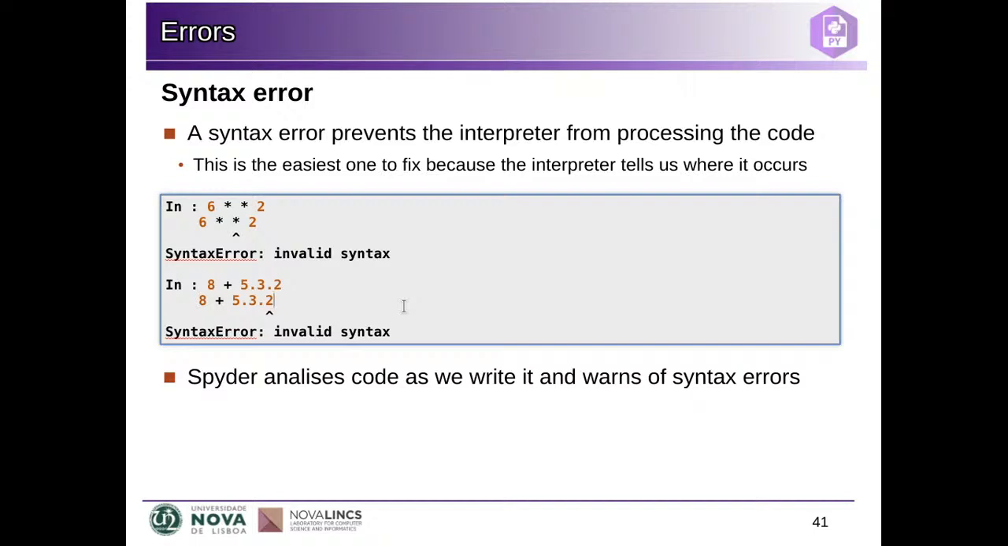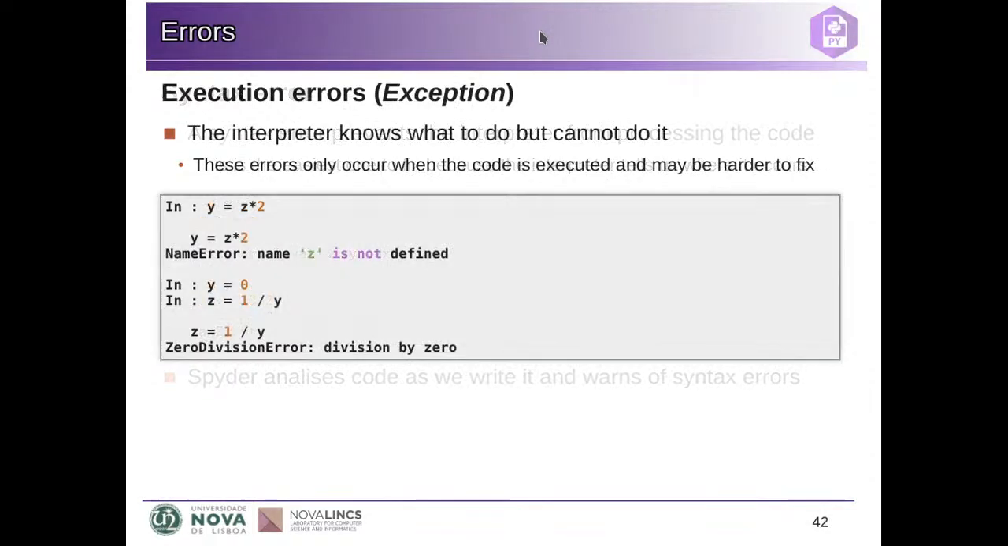This is a good kind of error because the interpreter tells you exactly where it occurs, except perhaps when you're missing parentheses. If you forget to close parentheses, you may get the error on the next line and be a bit confused by what the error is, but you get the error exactly or near the place where it occurred. And also Spyder analyzes the code as you type, so you'll get some warnings of errors in the editor even before trying to run your code.